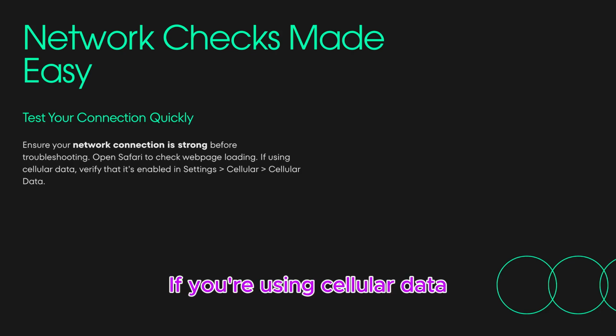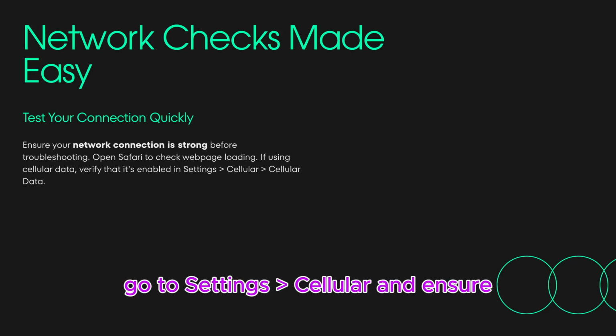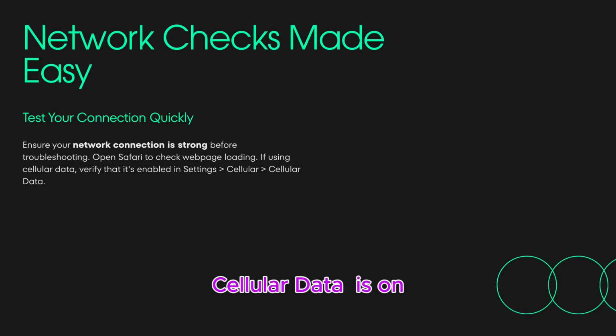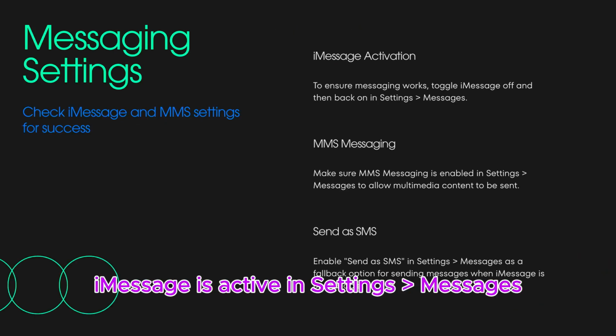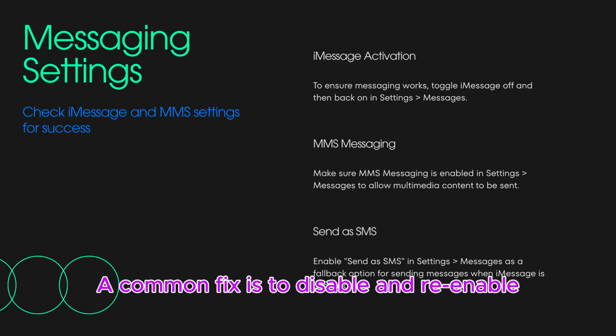If you're using cellular data, go to Settings Cellular and ensure cellular data is on. For iMessage, ensure iMessage is active in Settings Messages. Toggle iMessage off and on. A common fix is to disable and re-enable iMessage.